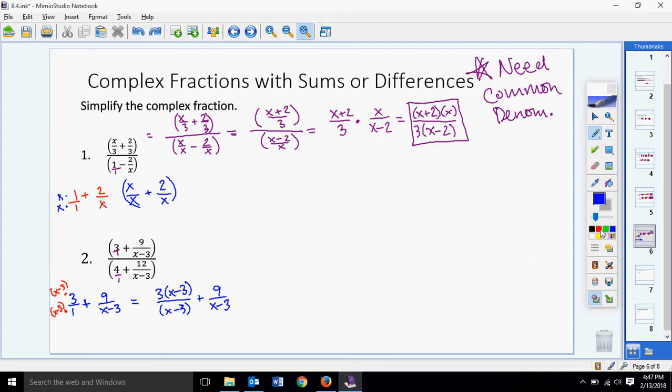Let's do the bottom. Let's change the number 4. So I have 4 over 1 plus 12 over x minus 3. And my common denominator here would be x minus 3. And obviously the second fraction has an x minus 3, so I don't need to change it, but I do need to change my 4. I need to multiply by x minus 3 in the top and in the bottom. That would make my new numerator 4 times x minus 3.